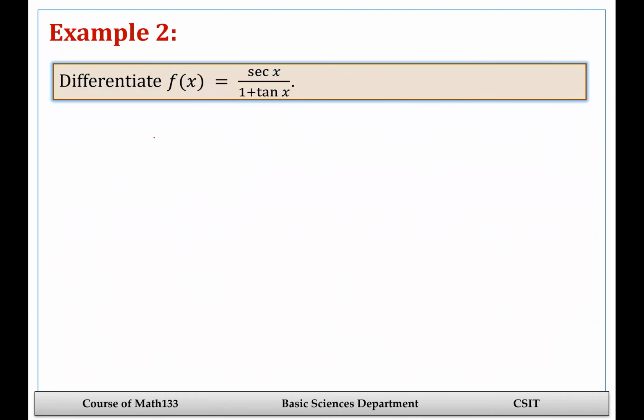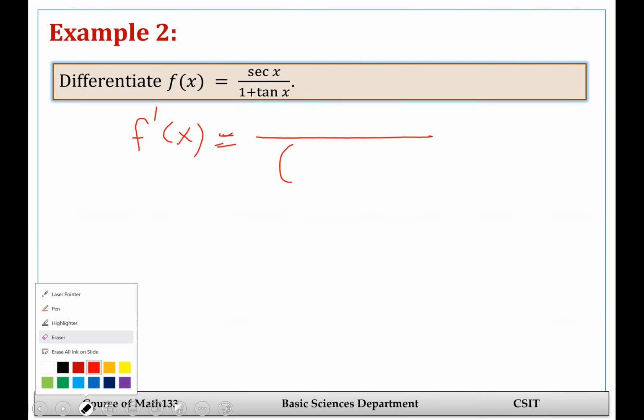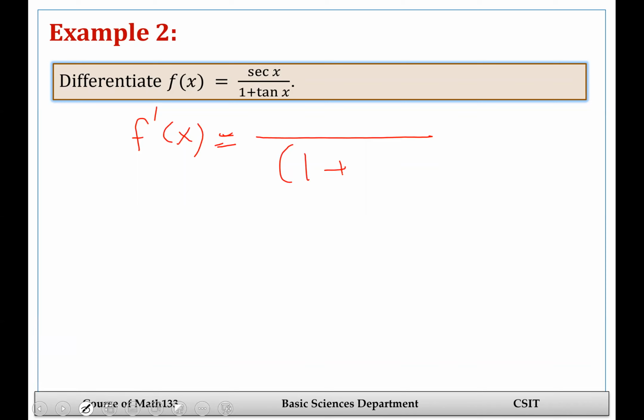Let's make an application of this formula. So here again, we will use the quotient rule. You see that f is like f over g. So f prime of x is equal to, first thing, when you have a quotient like that, put the denominator squared in the derivative. So 1 plus tan x squared.